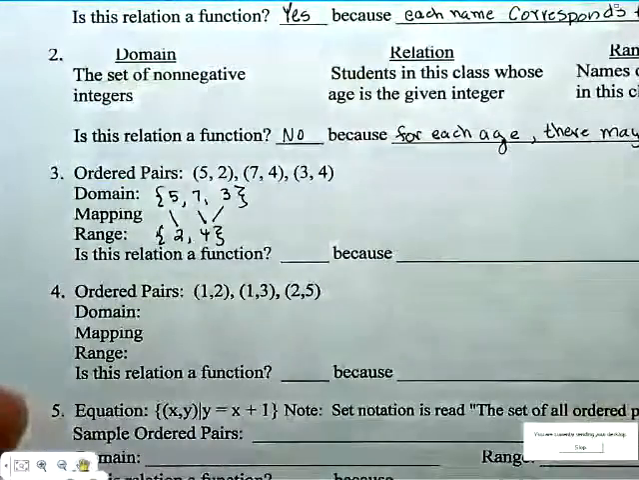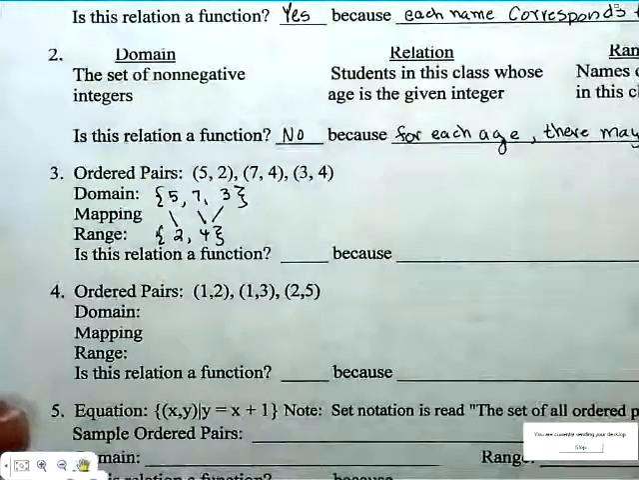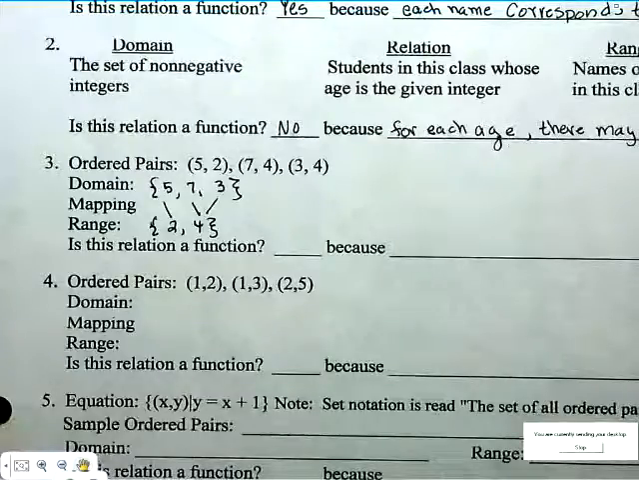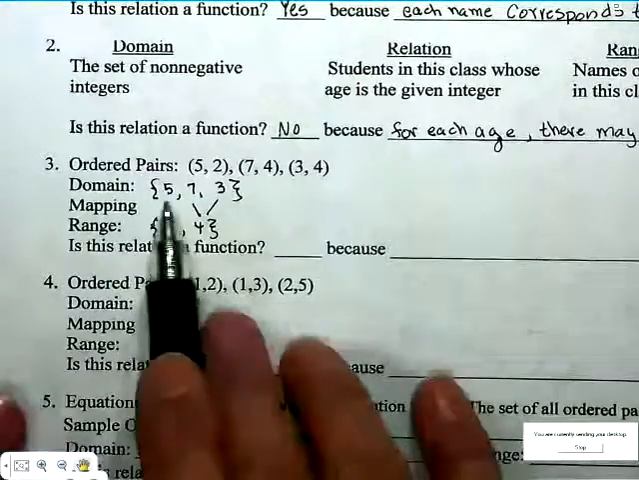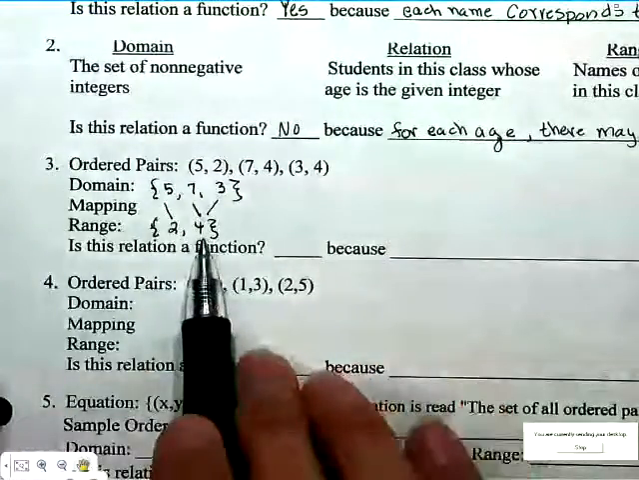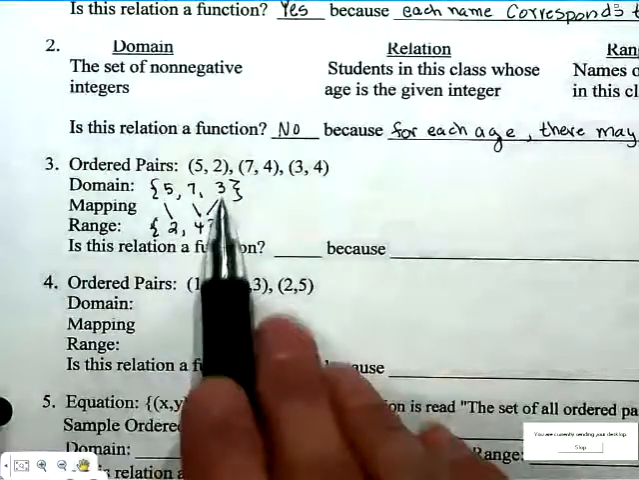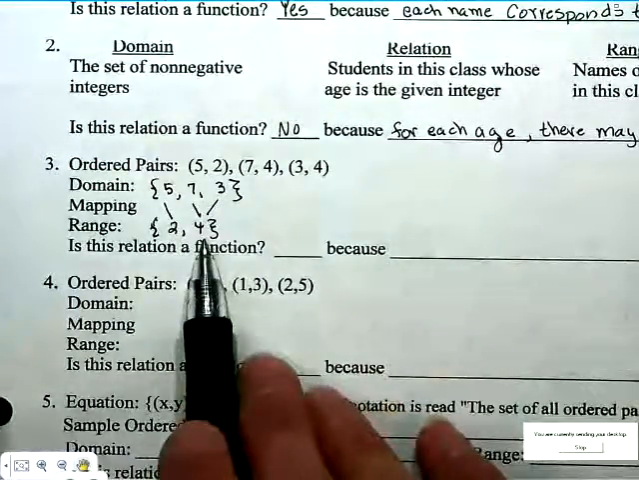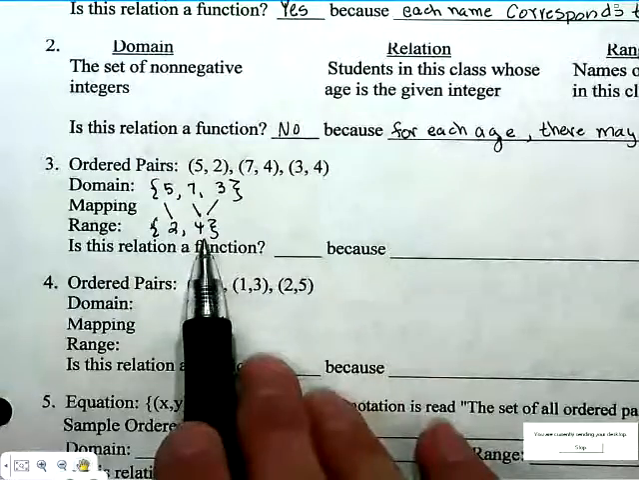Is that a function? I have some yeses and some nos. Tell me yes. Tell me why. That's right. Each element in the domain is only corresponding to one element in the range. It doesn't matter that two different x's have the same y. All that the definition of function rules out is one x can't have two different y's.